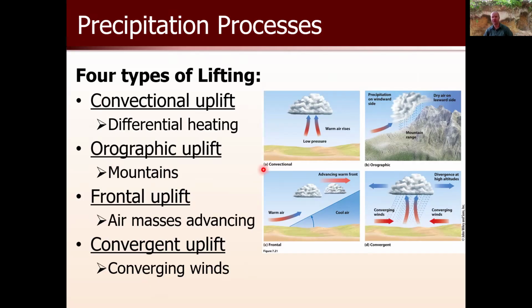Orographic uplift is caused when air masses move over a continent or over a landscape. There's literally a mountain or a ridge in the way, and that air parcel has to go up because it has nowhere else to go. So it's forced upward due to topography.